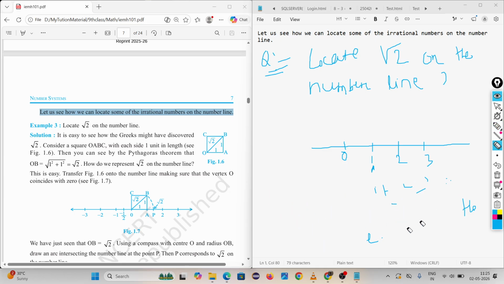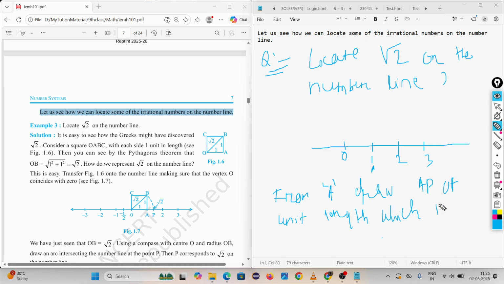Then write: from A draw AP of unit length which is perpendicular to OA. If this is O, this is A. Perpendicular means it should be a straight line. Name this as P.